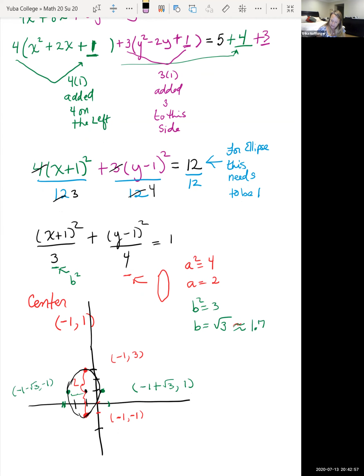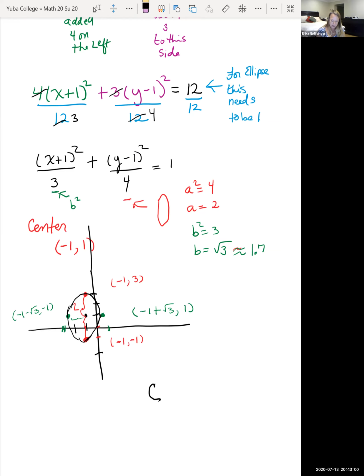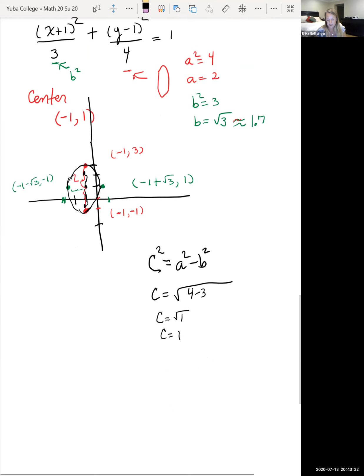And my c value, because I have to either add or subtract c from my center, c squared is equal to a squared minus b squared, the bigger one minus the smaller one. These are already in the form of a squared and b squared. So 4 minus 3, so c is equal to the square root of 1, which is 1. So technically, if they wanted those points, I'm going up and down from my center by 1. And my center was, what was it, -1.